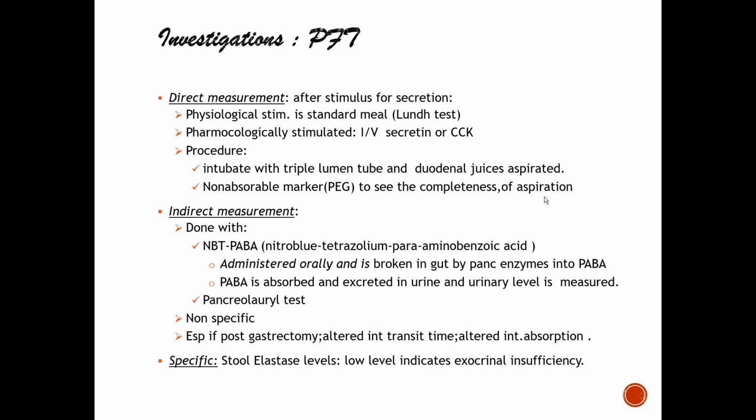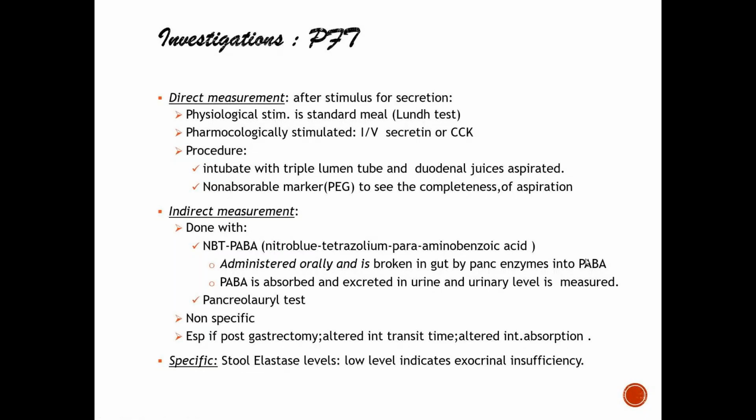The indirect measurement could be done with the N-benzoyl-L-tyrosyl-para-aminobenzoic acid, the NBT-PABA test. Benzoic acid, sorry, not acetic acid. It can be given orally, and it is broken down in the gut by the pancreatic enzyme. So here you're looking indirectly at the creation of PABA, which is absorbed and excreted in the urine, and you can do a urine level measurement. So you just have to give an oral capsule and measure something in the urine. That's why I say indirect measurement.